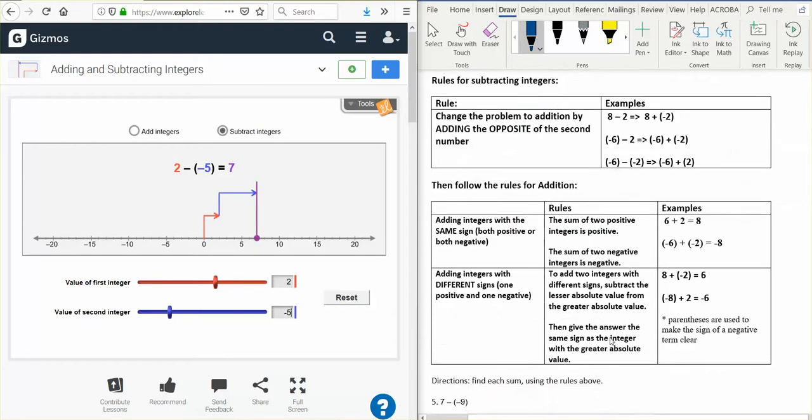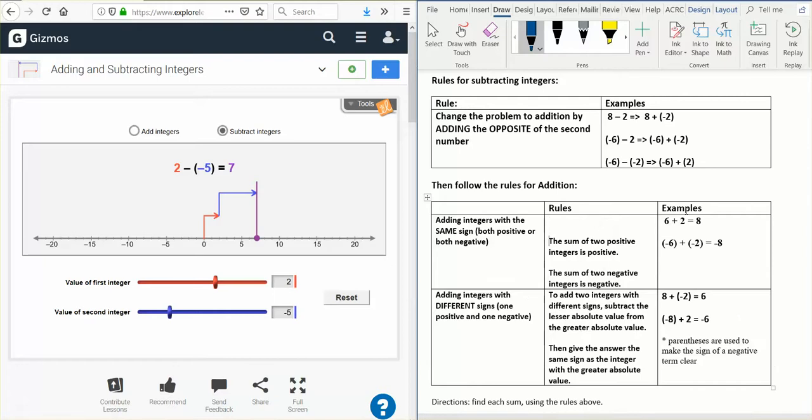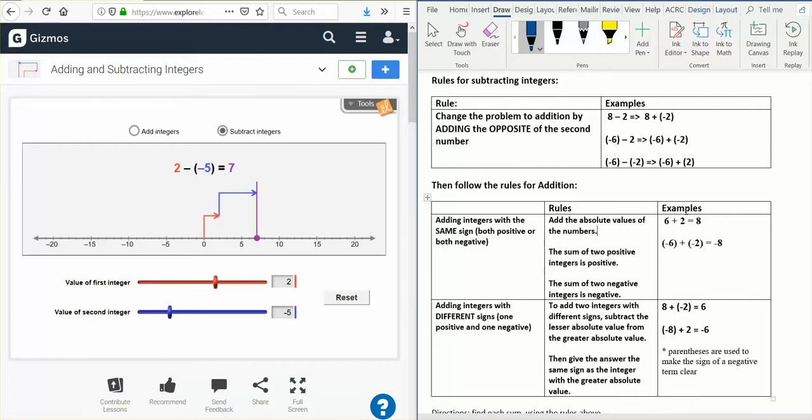Okay, let's look at the rules. Here are the rules. Change the problem to addition by adding the opposite of the second number. Then you follow the rules for addition. And I have to add this rule in: add the absolute values of the numbers. Let's look at this example up here. We start with 8 minus 2. We change the minus to a plus, and we change the 2 to a negative 2. The parentheses are just used so that we don't mess up and lose our negative sign.